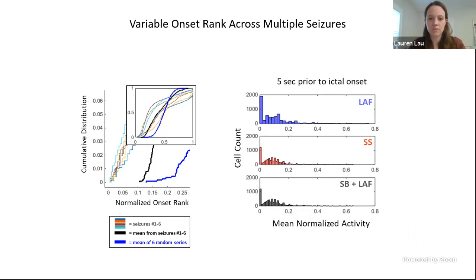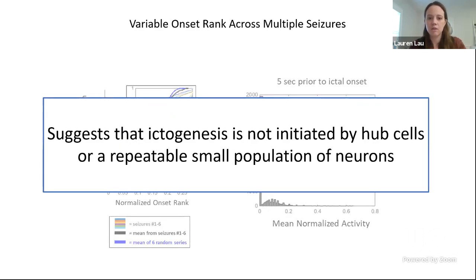And so this is showing the average normalized activity in that time window. And what you can see in these histograms is that across all of our different onset types, there's a high number of neurons that are consistently silent in the seconds immediately prior to seizure onset, but you can see on this end, it's actually cut off at 0.8 because there were no neurons that were consistently highly active prior to seizure onset. And I think really looking at all of this data together suggests that ictogenesis is not being initiated by hub cells or some other kind of small population of neurons.